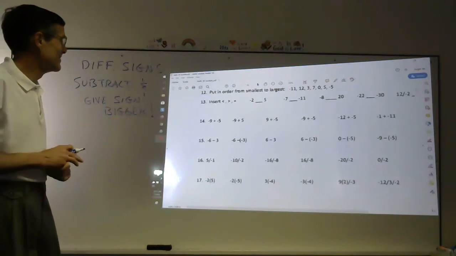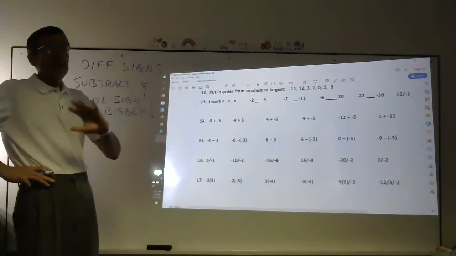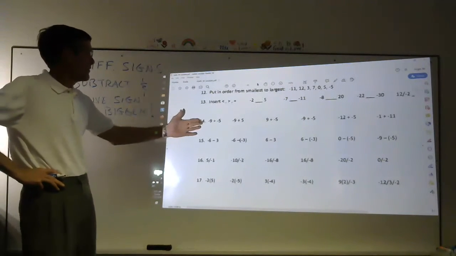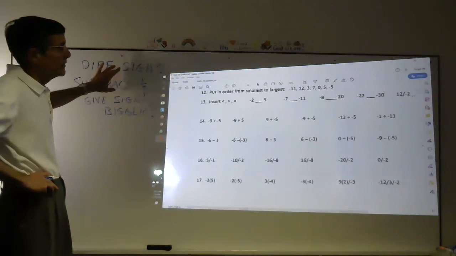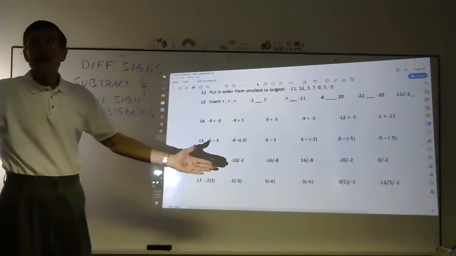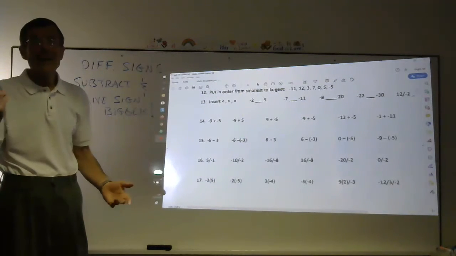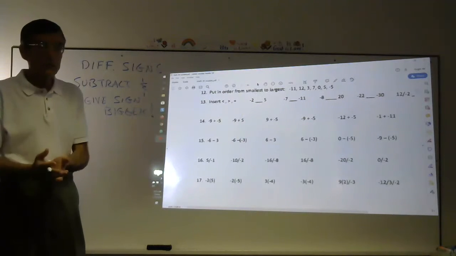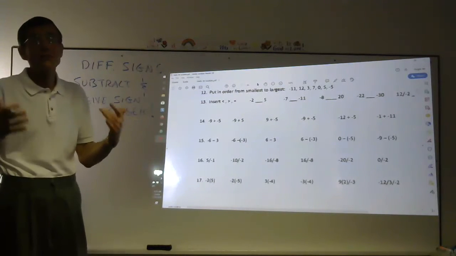Okay, here's multiplying and dividing. Piece of cake. The hardest thing is adding because you have to remember this rule: when you have different signs, you subtract and give it the sign of the biggest. When you multiply and divide, just do the multiplication and division like you've always done it, then count your signs. If it's an even number, it's positive. If it's an odd number, it's negative.